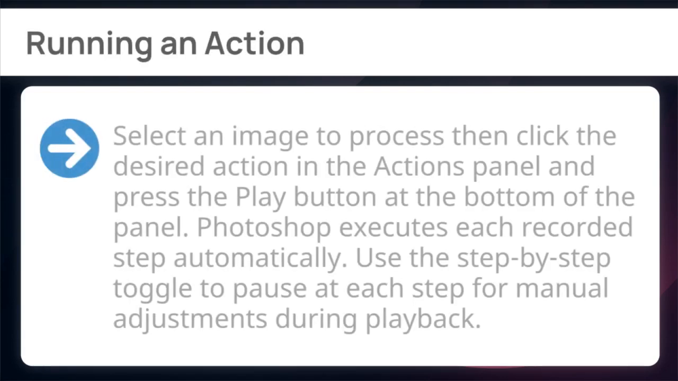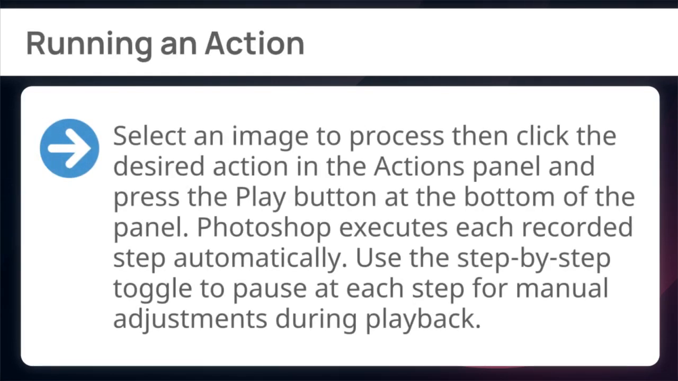Next, running an action. Select an image to process, then click the desired action in the Actions panel and press the play button at the bottom of the panel. Photoshop executes each recorded step automatically. Use the step-by-step toggle to pause at each step for manual adjustments during playback.